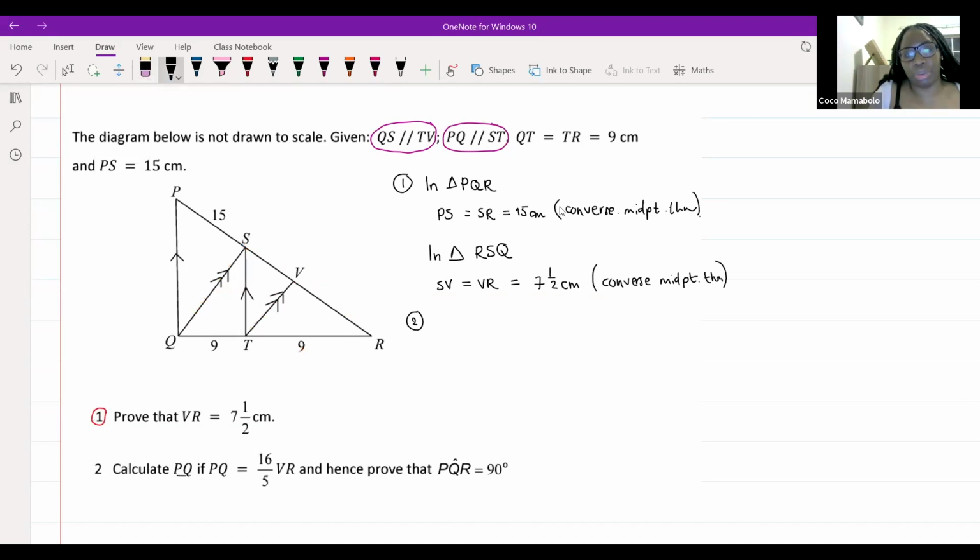All right. Now question two says, calculate PQ if PQ is 16/5 of VR. We know what VR is, right? VR is 7.5. So PQ is equal to 16/5 times 7.5. Seven and a half. Somebody punch out a calculator, give us an answer. Oh, something over 10.